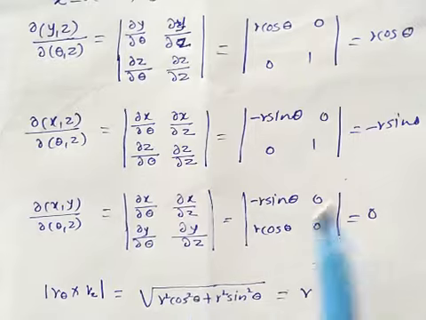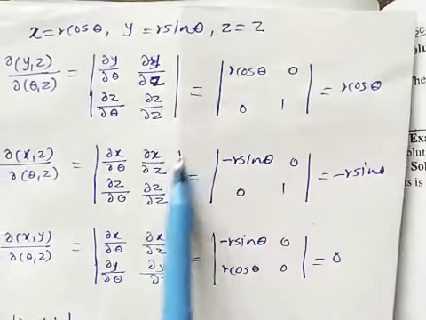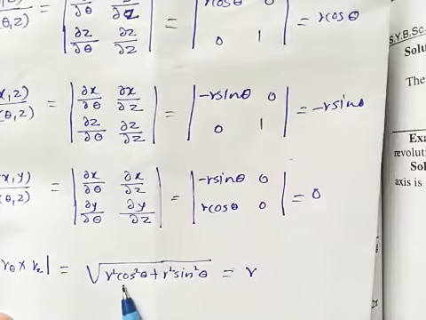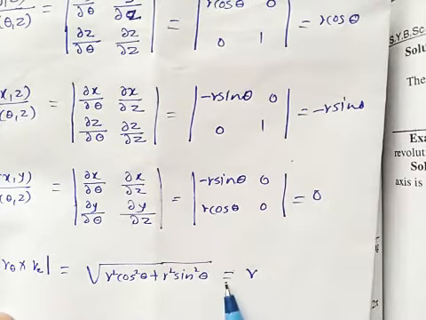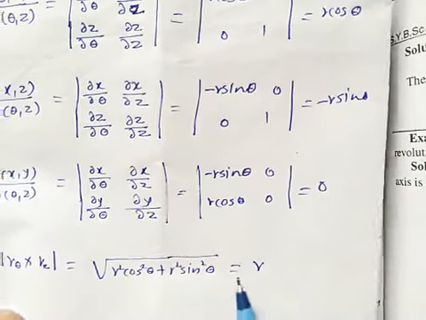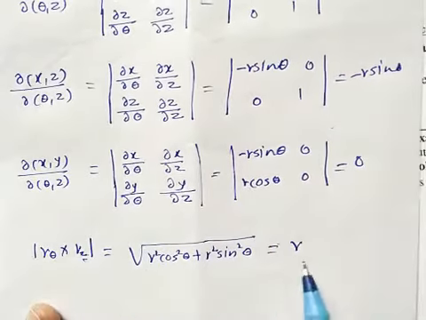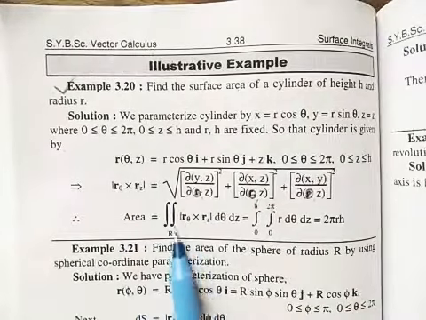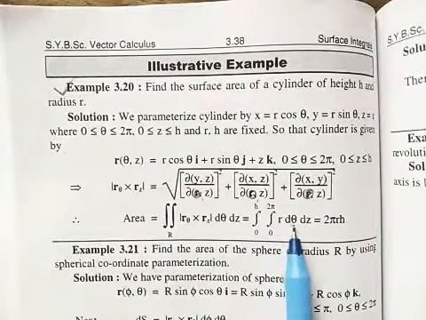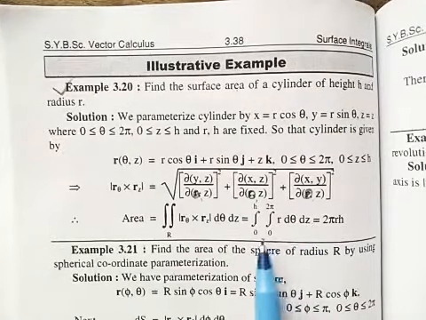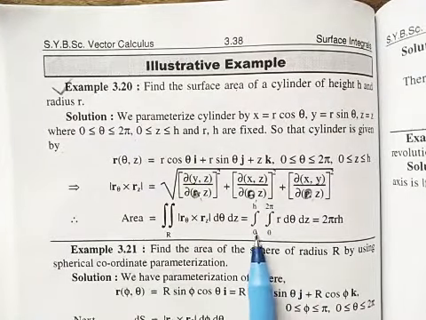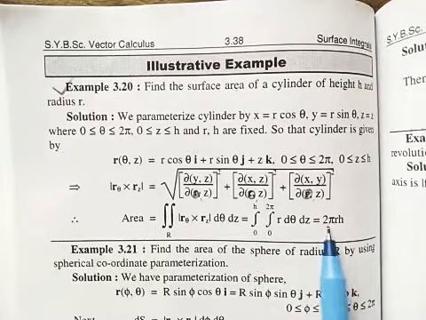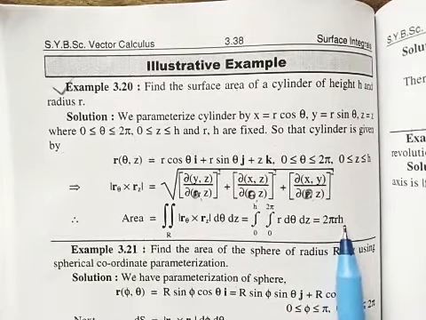So what is the magnitude of r theta cross r z? It is the square root of the square of the first plus the square of the second plus the square of the third. So that will be the square root of r square cos square theta plus r square sin square theta, that is the square root of r square, that is r. Means we get this value as r. So we substitute this value r in the formula. So here is r d theta dz, where theta varies from 0 to 2 pi and z varies from 0 to h. After solving both integrals, we get 2 pi r h.